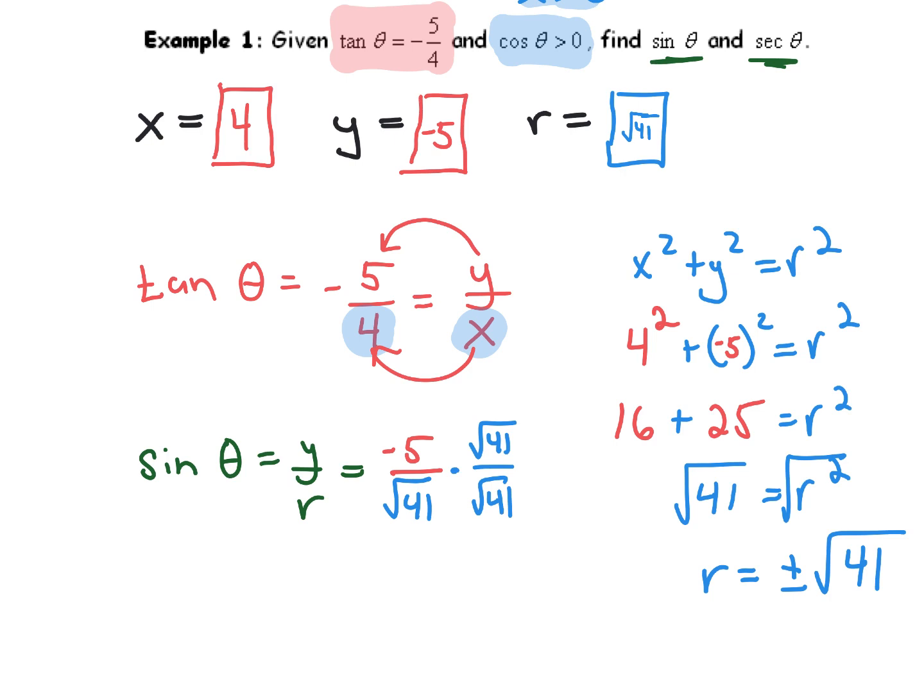Some of you can do that in your head at this point. So the very first answer, to find the sine of theta, to meet the goal of finding this piece, I'm just going to multiply the top and bottom by the square root of 41 there. And what I get out of that is -5 root 41 over 41.